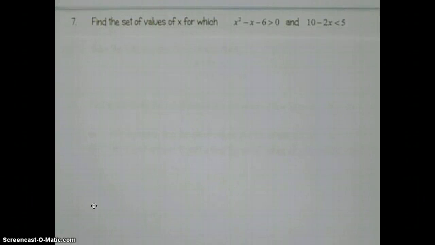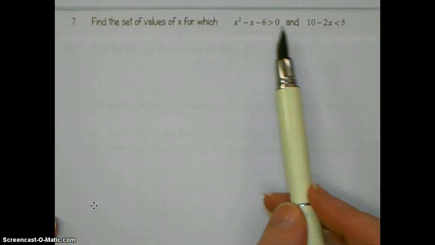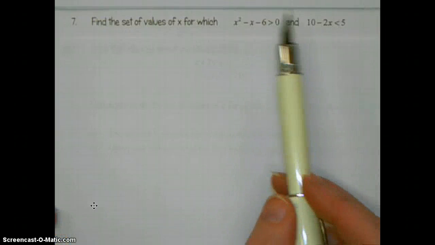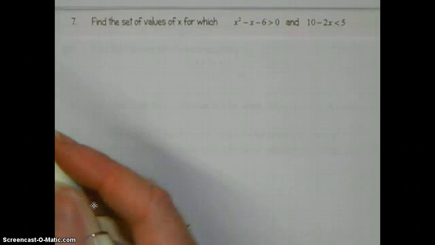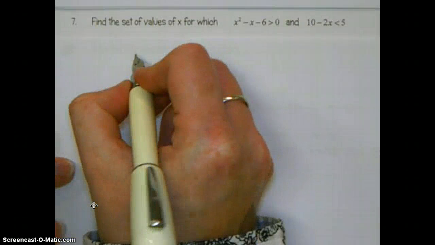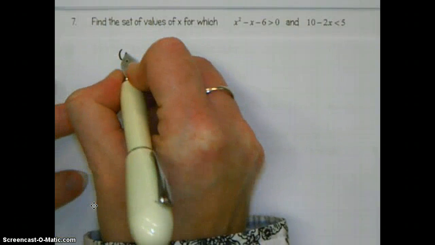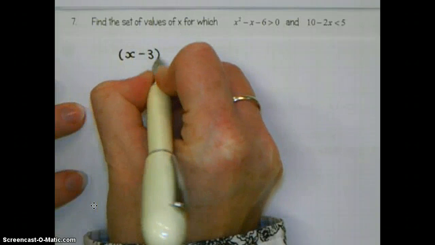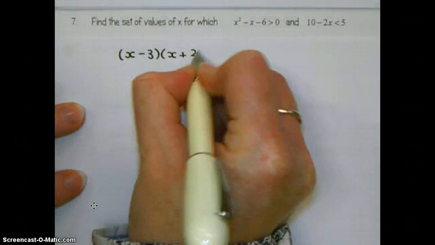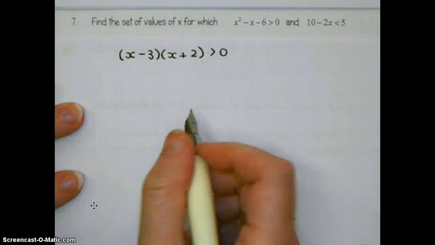Okay, question 7 then. We need to find a set of values which satisfy both inequalities. So let's do them both separately and then we can compare. So the first one, I need to factorise that and do my sketch of a graph. So that will be x minus 3 and x plus 2. And I want to know where that is bigger than 0.